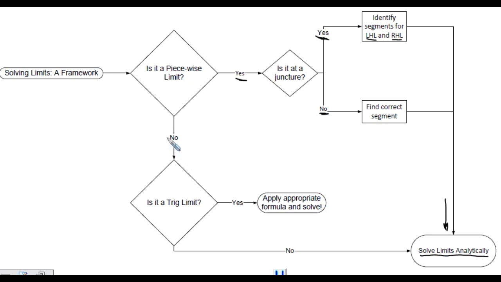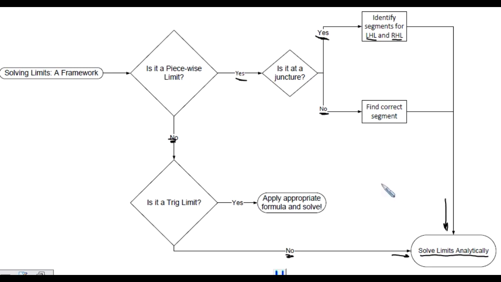Now, if it is not a piecewise limit that you're looking at, you have to ask, is it a trig limit? And if it is, you should be able to identify those formulas immediately, and you can just apply the appropriate formula and solve. And once again, if you forgot what those formulas look like or forgot how to apply them, just look back at my earlier videos. So if it is not a piecewise limit, and if it is not a trig limit, you go straight to solving limits analytically.